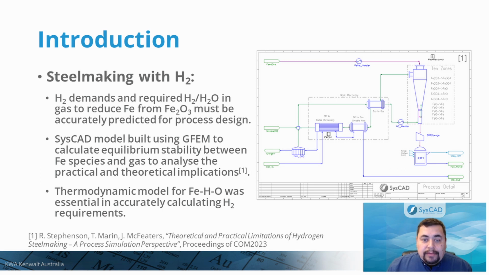In that article, we focus on a SysCAD model for a hypothetical direct iron reduction with hydrogen, covering a wide range of implications. However, in today's presentation, I want to focus on the thermodynamic model that was used to simulate the shaft furnace in SysCAD and the importance of being able to incorporate a full thermodynamic description of the iron-hydrogen-oxygen system in the reaction unit operation.